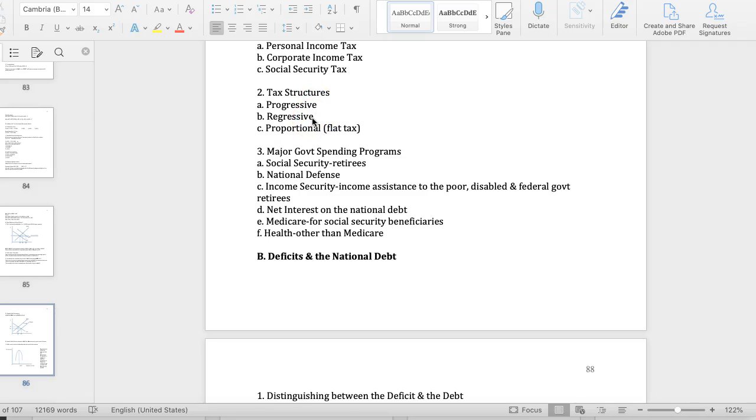Regressive would be the opposite. The more your income grows, the lower the percentage that you pay on each additional unit. And proportional would be a flat tax. So flat tax proponents have done studies that show that if there was a flat tax, then the government would actually collect more money. And you have to ask yourself, why do we not have a flat tax then?